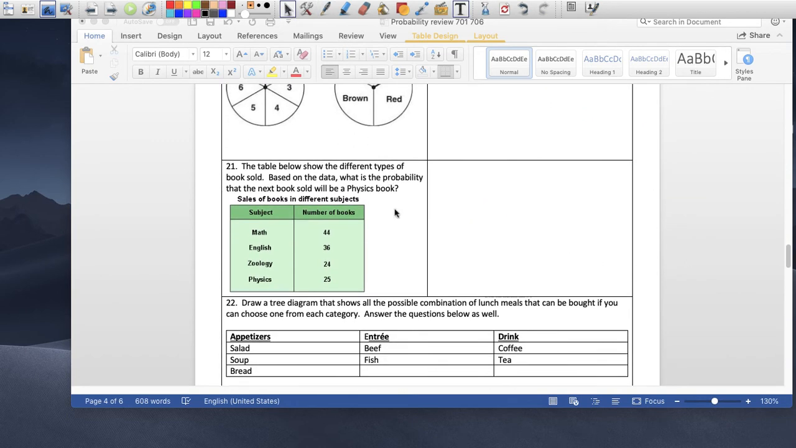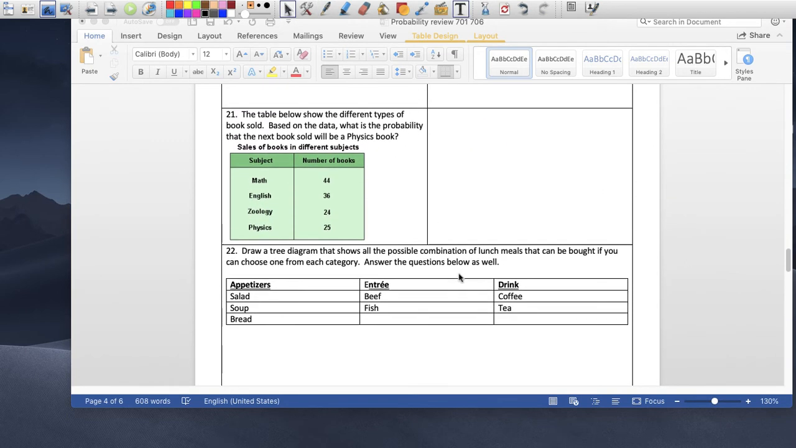21. Based on this table, what is the probability of, okay, so the table below shows the different types of books sold. Based on the data, what's the probability that the next book sold will be a physics book? Right, so I guess this represents all the books that were sold to a certain point. So let me see how many books were sold so far. 44 plus 36 plus 24 plus 25. So there's a total of 129 books here that were sold.